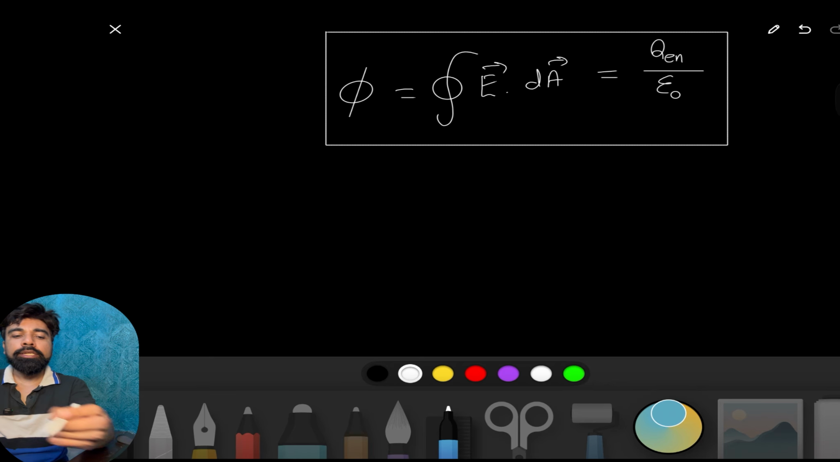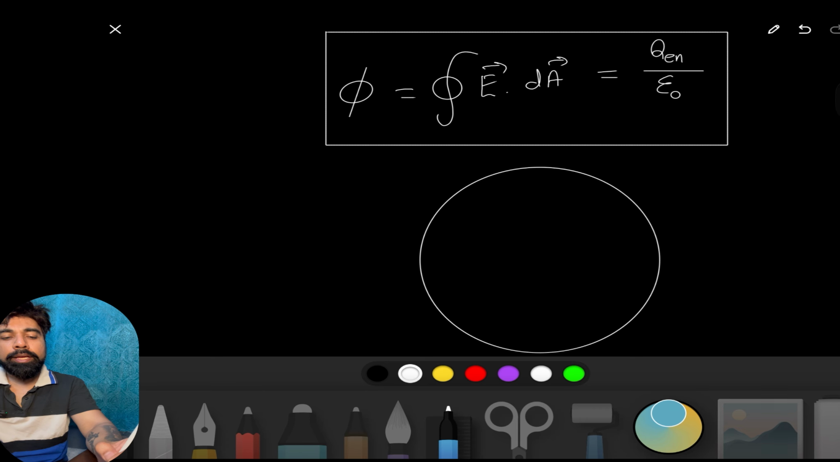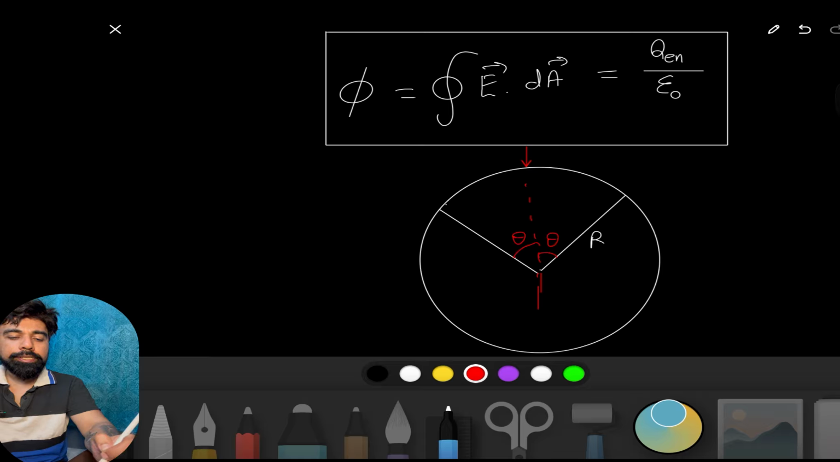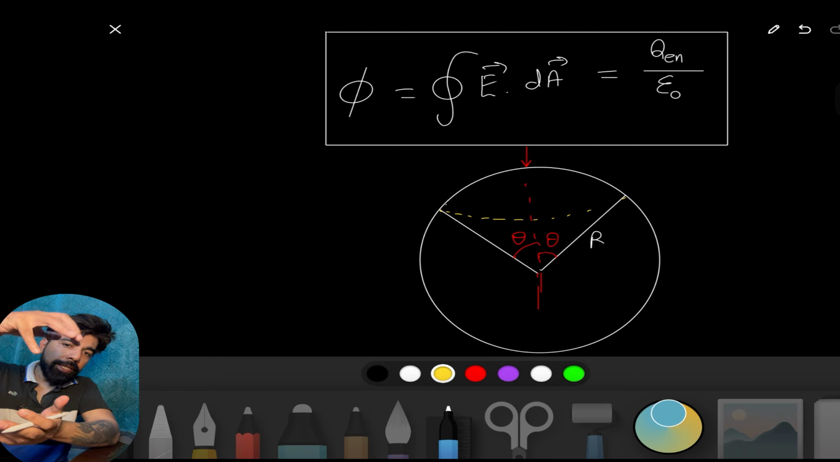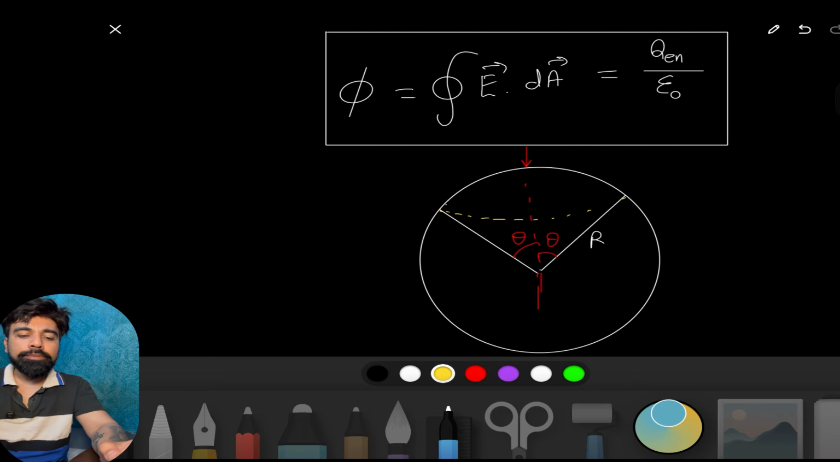What is spherical arc? Suppose this is a sphere and this is a radius r. You join these two points of the circumference and you draw a vertical line. The vertical line makes an angle theta with respect to both the radius. So you will have an arc on the sphere. It's a dome shaped spherical topmost part of the sphere. So it is in 3D.